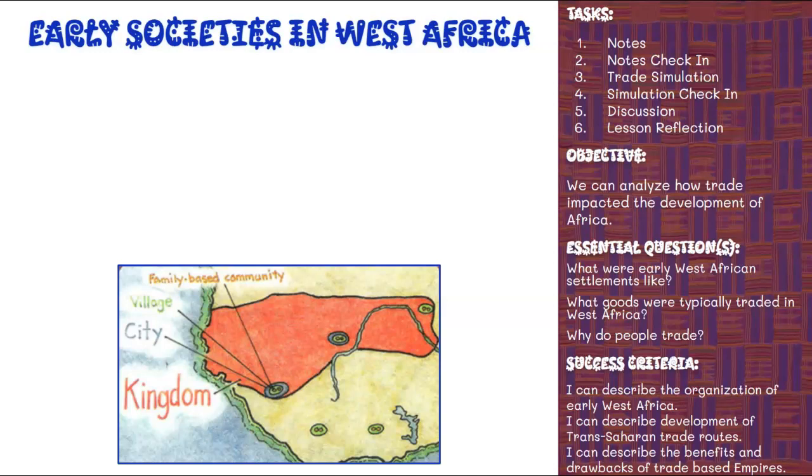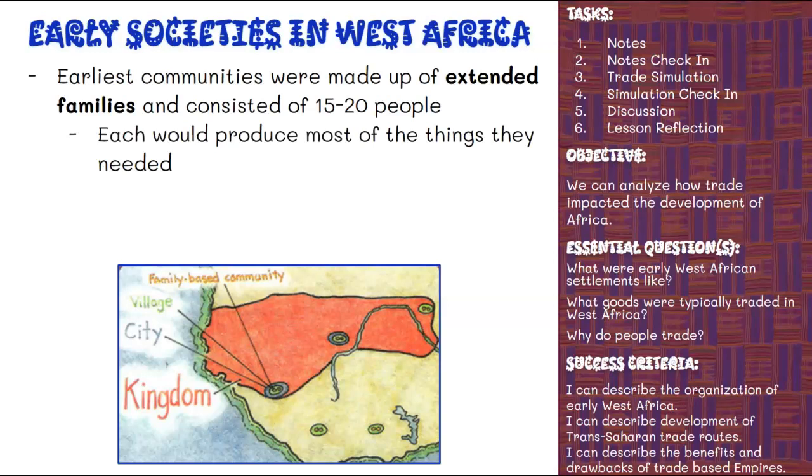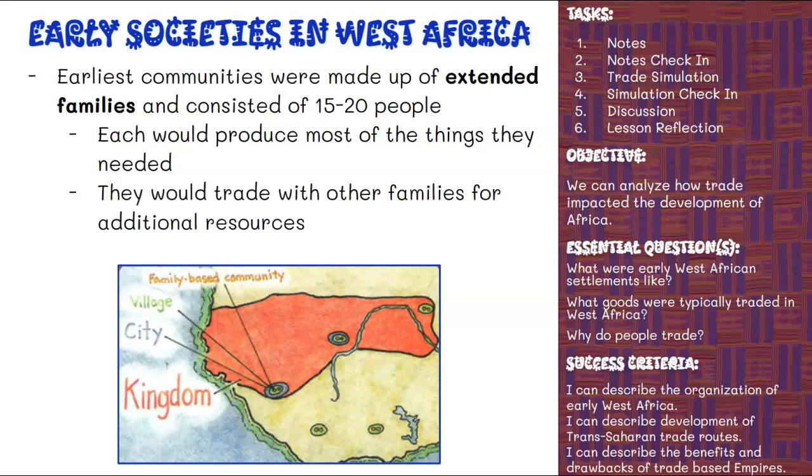The earliest societies in West Africa are going to be extended families. These are groups of about 15 to 20 people, all related to each other: cousins, uncles, aunts, grandparents, and then that immediate family, so parents and children. Each of those people is able to produce most of the things they would need in their area, and if they couldn't, then they would trade for additional resources.